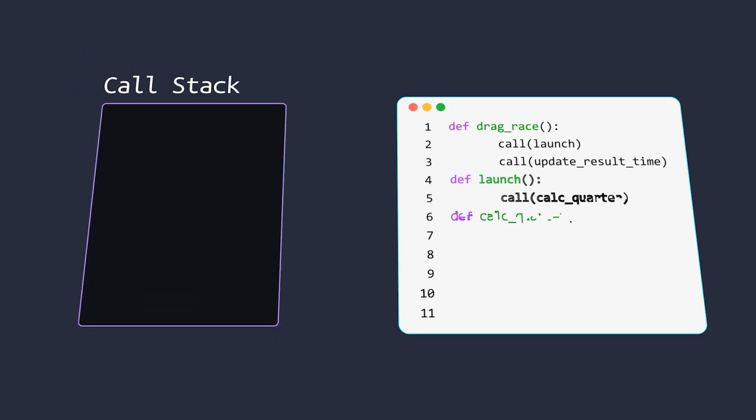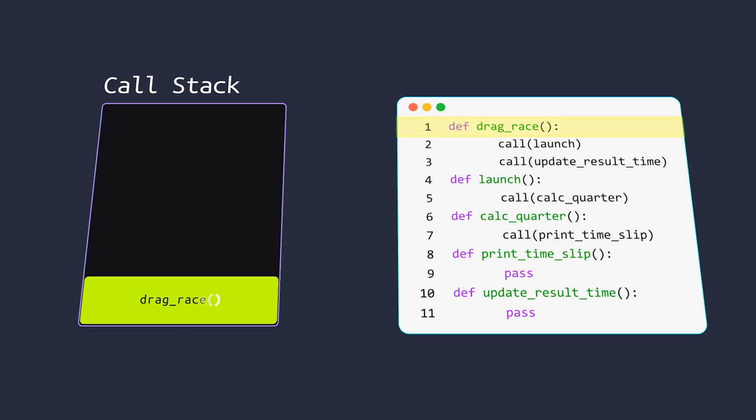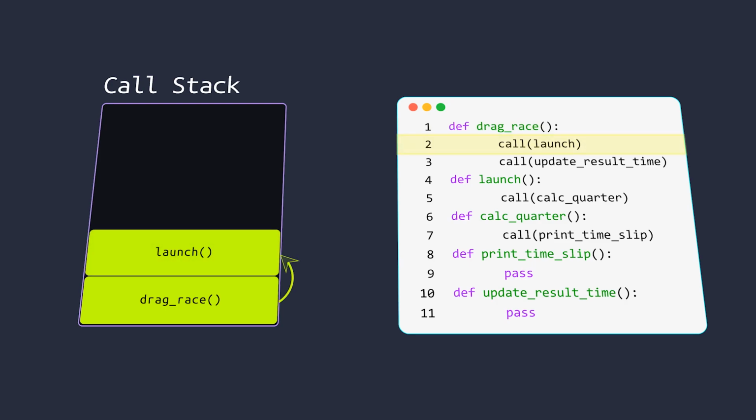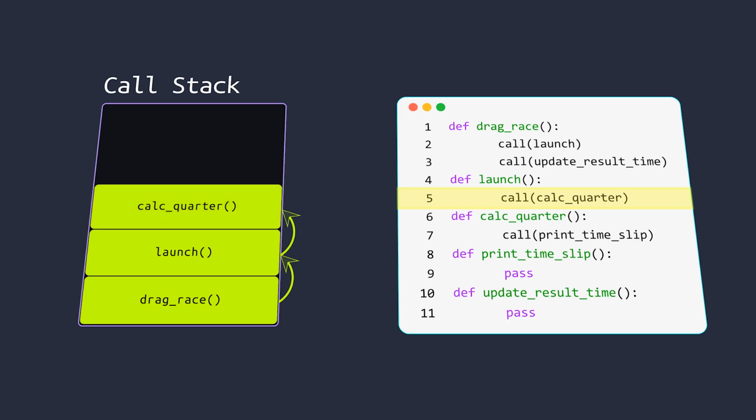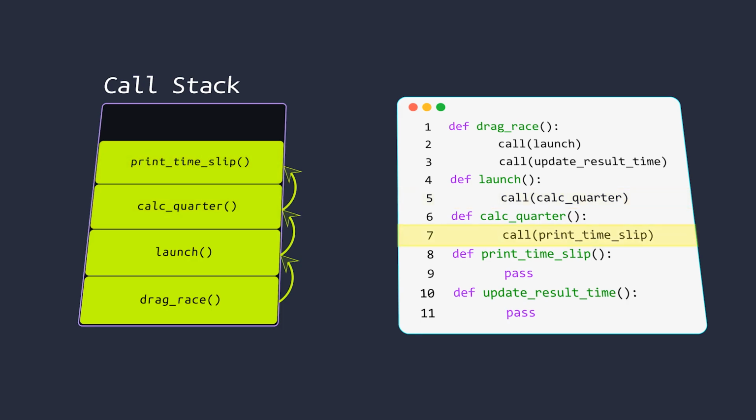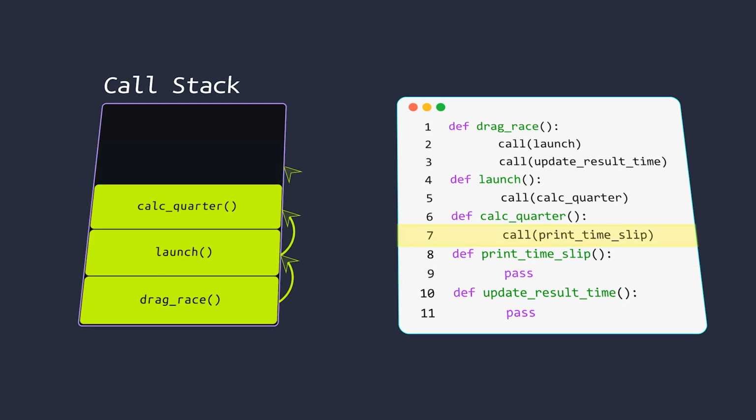When the drag race function is called, it's being pushed onto the call stack. It has two functions to call, right? We have launch and update results time. But of course, it's going to call the launch function first, so it's being pushed onto the call stack. The launch function then calls calculate quarter, so it's also being pushed onto the call stack, which finally calls print time slip. Now in our case, it effectively does nothing, so it just passes. At that point, it returns None, or in other words, it just pops off the call stack.